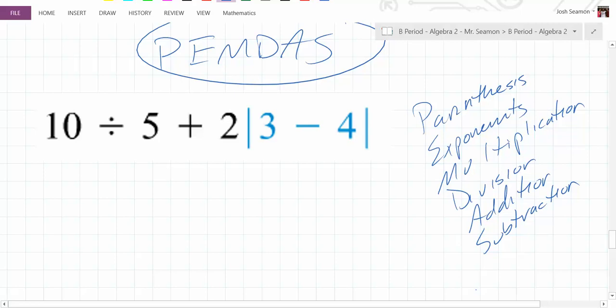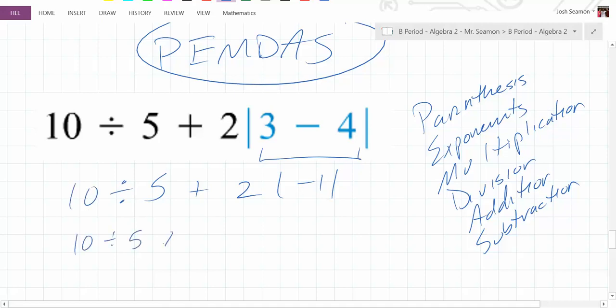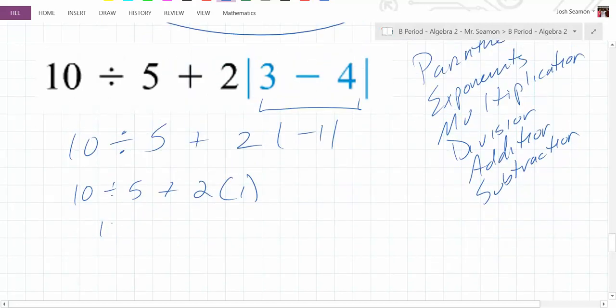It's not parentheses, it's absolute value, which is still a grouping. So this becomes what? Well, it's negative 1 times 2, plus 5 divided by 10. What is the absolute value of negative 1? So you have 10 divided by 5 plus 2 times 1. Now what operation do you do? 10 over 5 plus 2. That's going to be 2 plus 2 is 4.